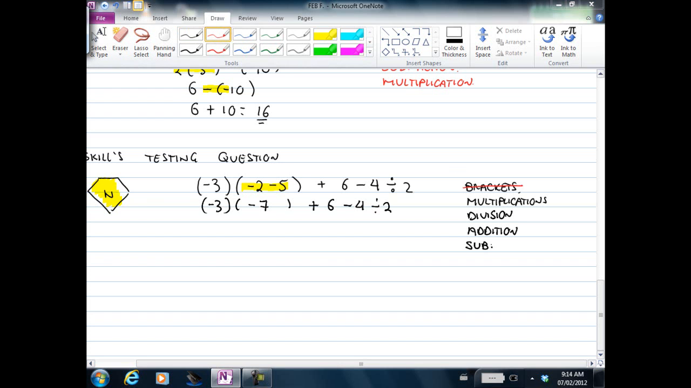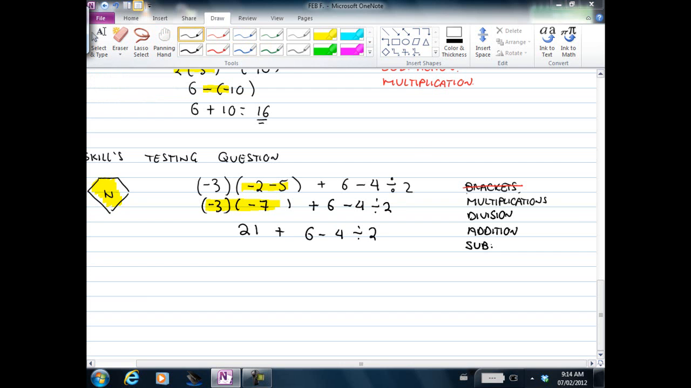Emid, what do I do next? You could do multiplication if you want. So let's do multiplication right here. -3 times -7. You could do that first if you want. So -3 times -7. Rajan, what is it? So write down 21. So I keep everything the way it is. Plus 6 minus 4 divided by 2.